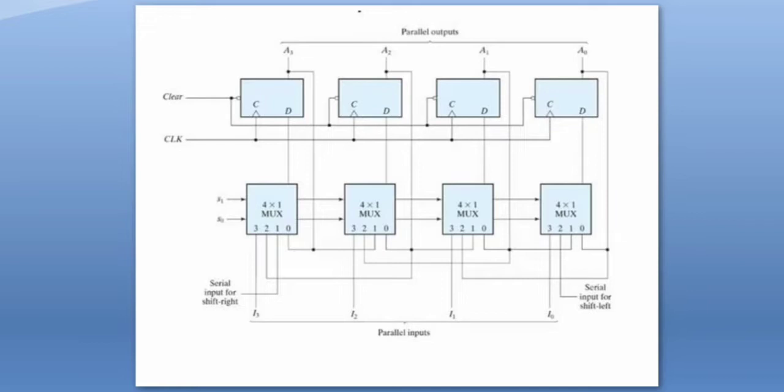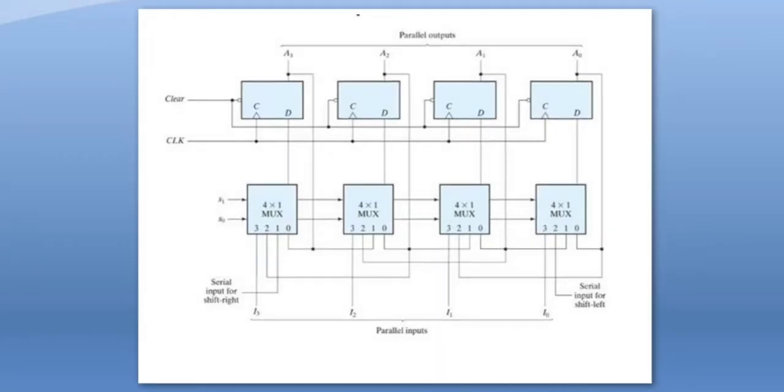So the multiplexer output values are directly connected to the D flip-flop here. If you look here, these 4 are the inputs, these 2 are the selection lines, and this one is the output Y. This output Y will be connected to the D flip-flop.